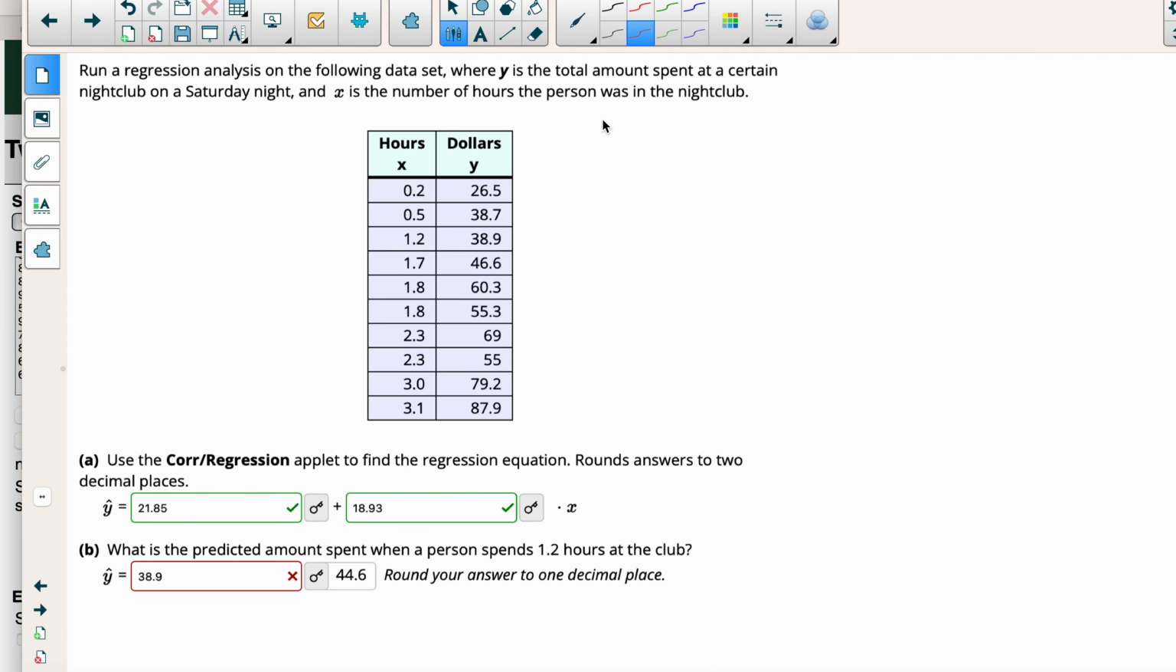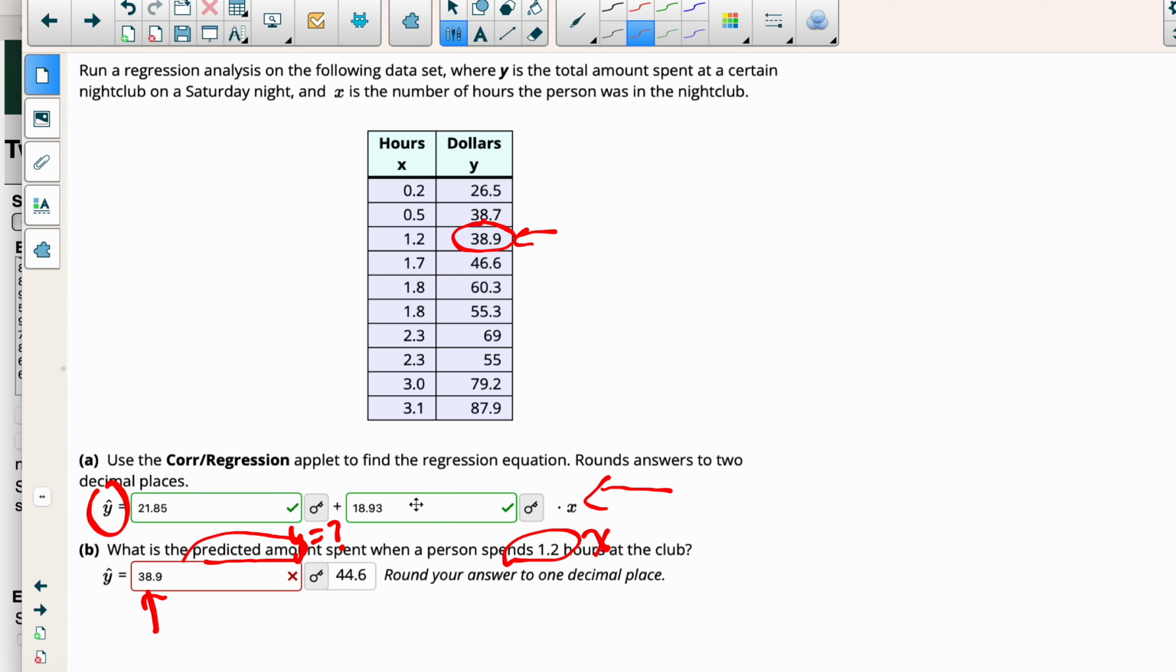Hey, Steph, I just wanted to go through a couple things on the written homework to clear up a few things. Okay, so this was your problem. You ran everything correct in the applet to come up with the prediction line. But then when it says here, what is the predicted amount spent? Okay, so that's y. What is y equal to when you spend 1.2 hours at the club? But it wants you to use this y hat as the prediction. What you did was you went up here and you found 1.2, and that's what someone actually spent.